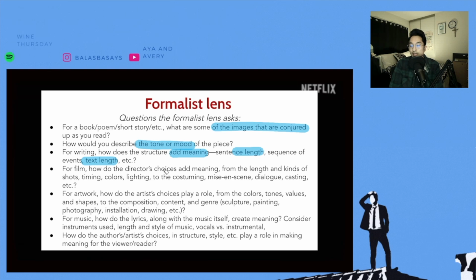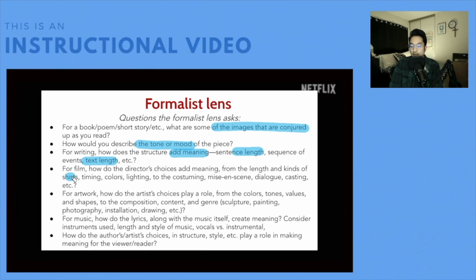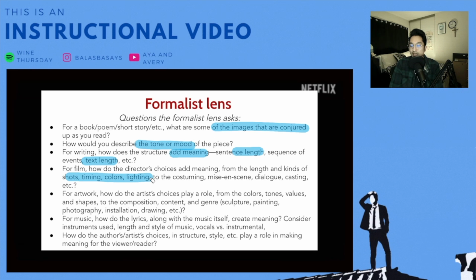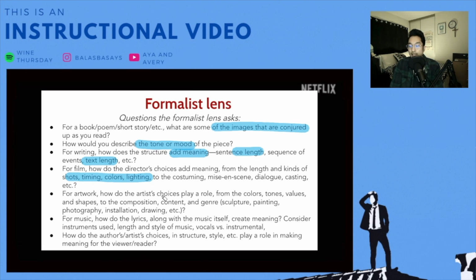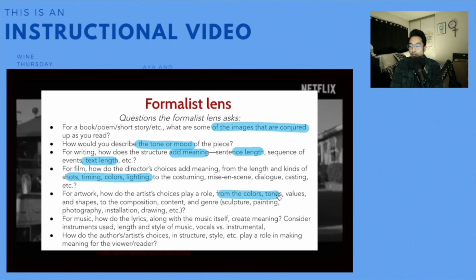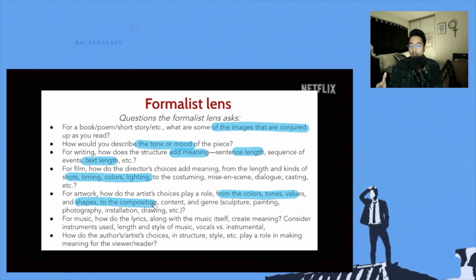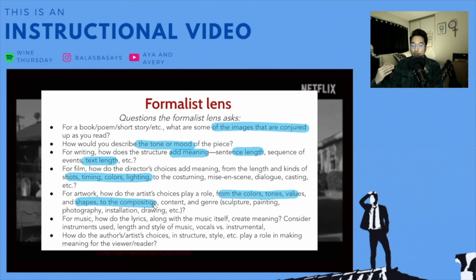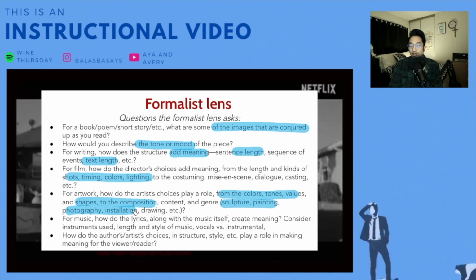For film, you might look at the director's choices and how they add meaning, from length to the timing of shots, colors, lighting, costuming, dialogue, and so forth. Maybe for artwork, you might look at the author's choices, from the colors, tones, and values, the shapes or the composition and the content that they use in that piece of artwork. In terms of literal form itself, what kind of art is it? Is it sculpture? Is it painting? Is it photography, illustration? Those are all obviously different forms.